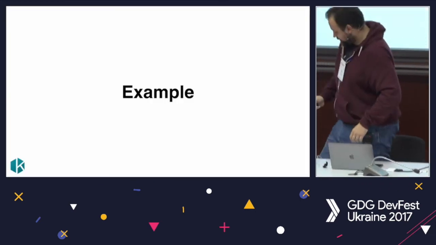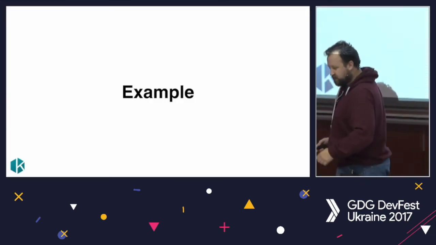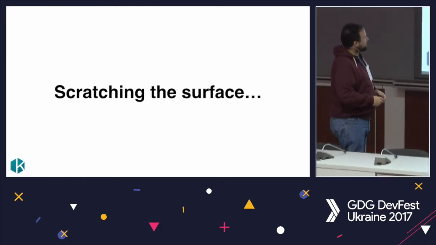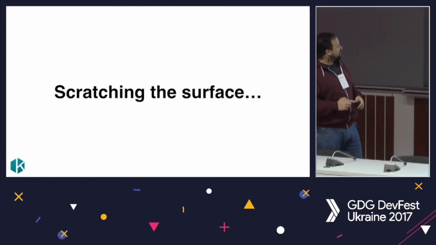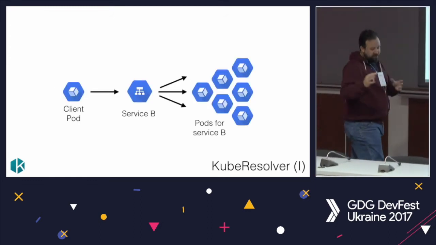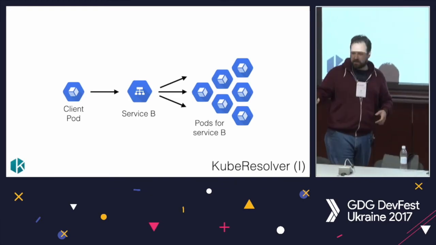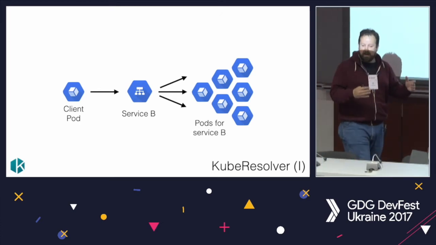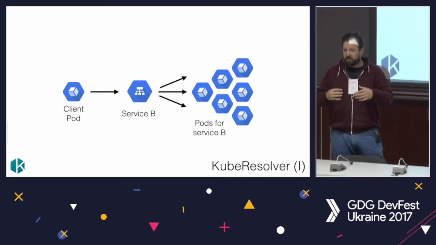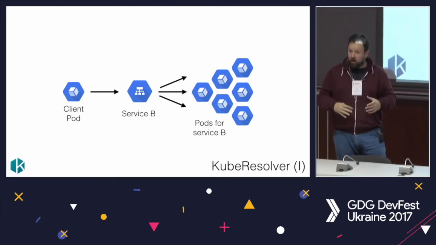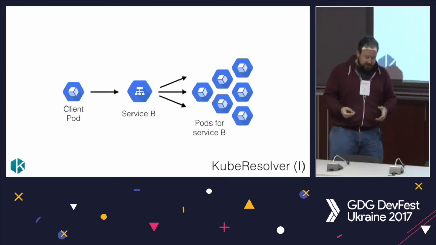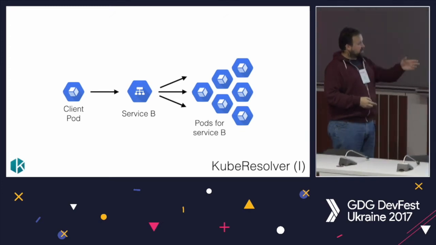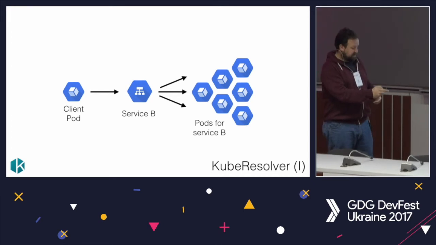So, now that we're all experts in gRPC, we can get to the real nitty-gritty, scratching the surface. First, I want to talk about how, well, you noticed the title of the talk was gRPC and Kubernetes, and so far I haven't said anything about Kubernetes. So this bit is actually going to be about how I've used gRPC to build microservice-oriented architectures on Kubernetes and the problems I've encountered.